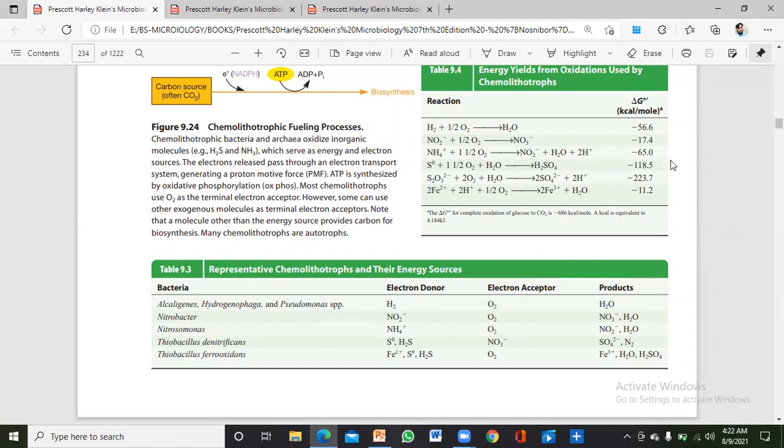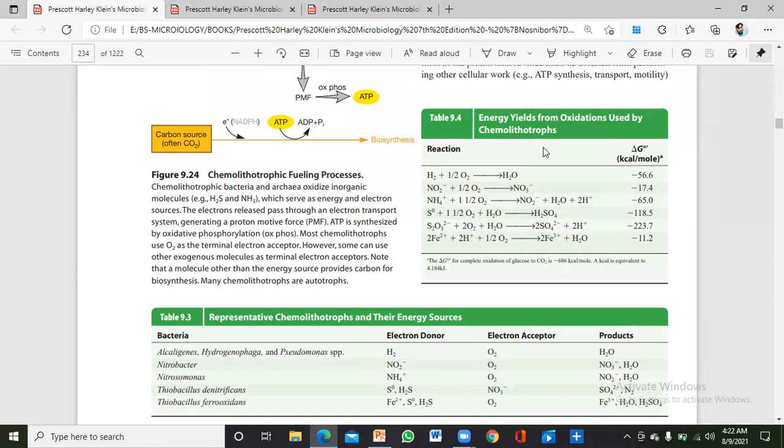Now, as I have mentioned, at the last ATP is produced. If electrons are given by this NO2, as I have shown you in the diagram, then when they cross the electron transport chain and at the last are accepted by the oxygen, this much energy will be produced. So minus 17.4 kilocalories of energy will be produced in the form of ATP.